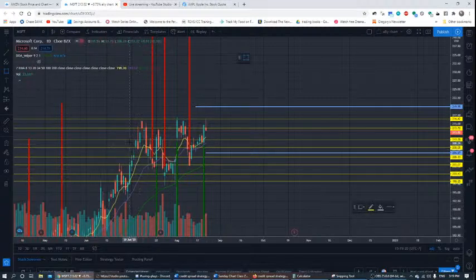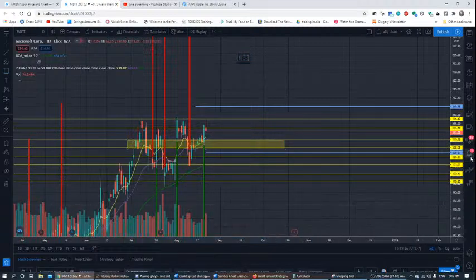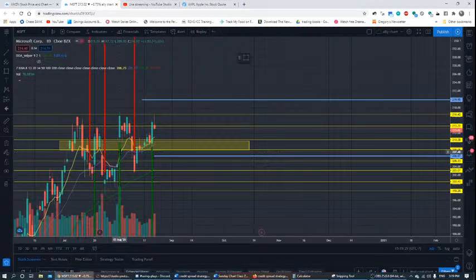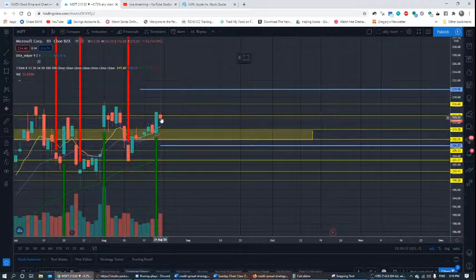So what I would do is mark this as a yellow zone, and a yellow zone to me is a demand zone. We had a lot of demand in this area right here, and what happened is that on the daily, we pushed up. That explains this part right here. We also got rejected right here at 216.